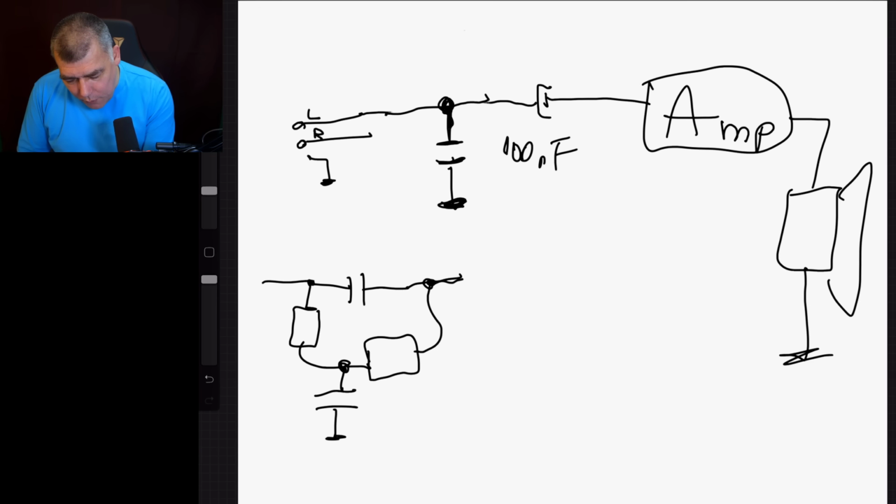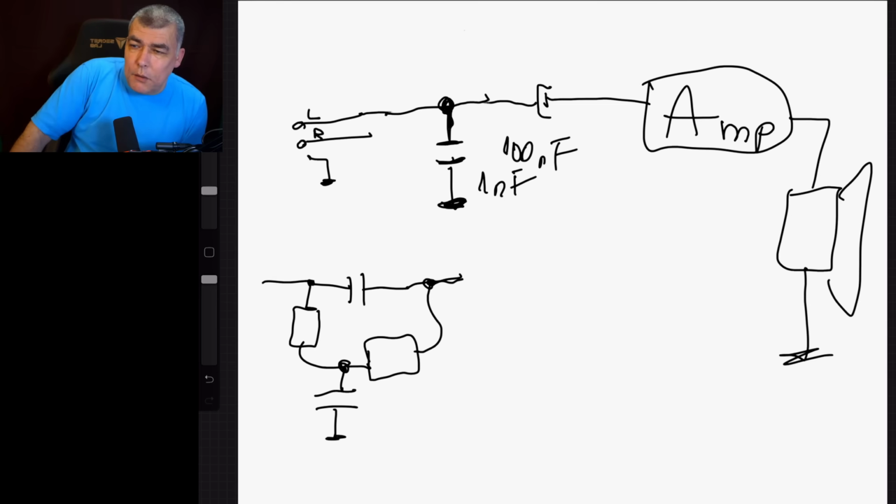Or if you have one nano, you'll send back to ground all the high frequency, so you can get rid of all your high frequency. I think that's the best way to understand how capacitors are behaving on the AC.